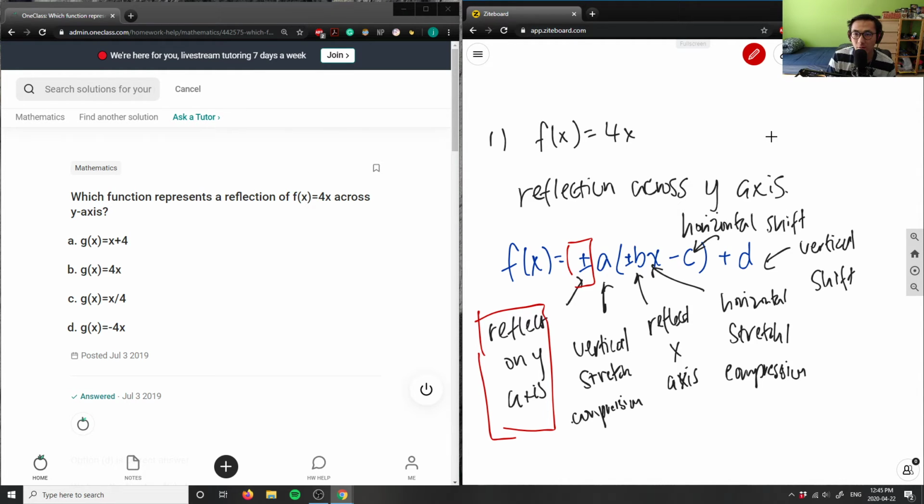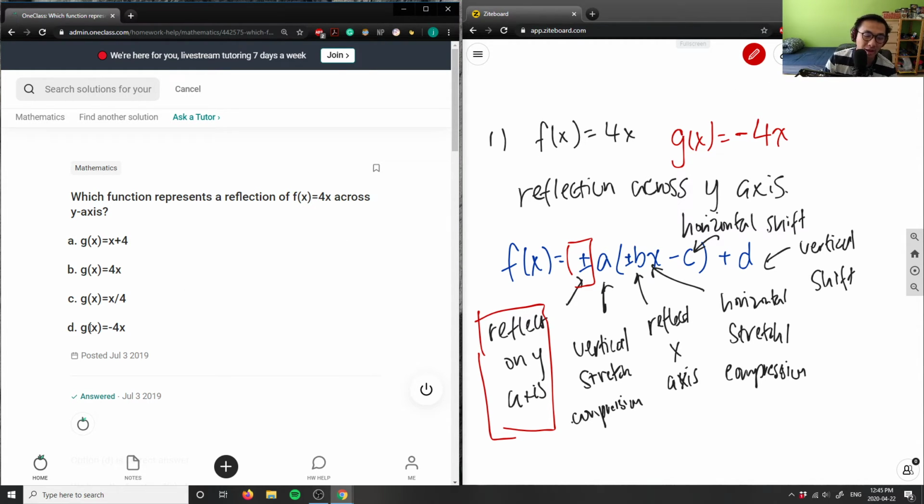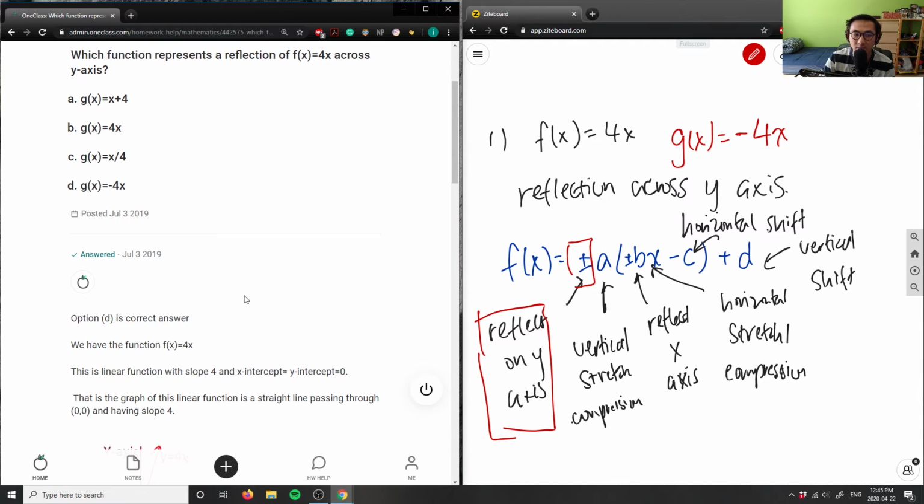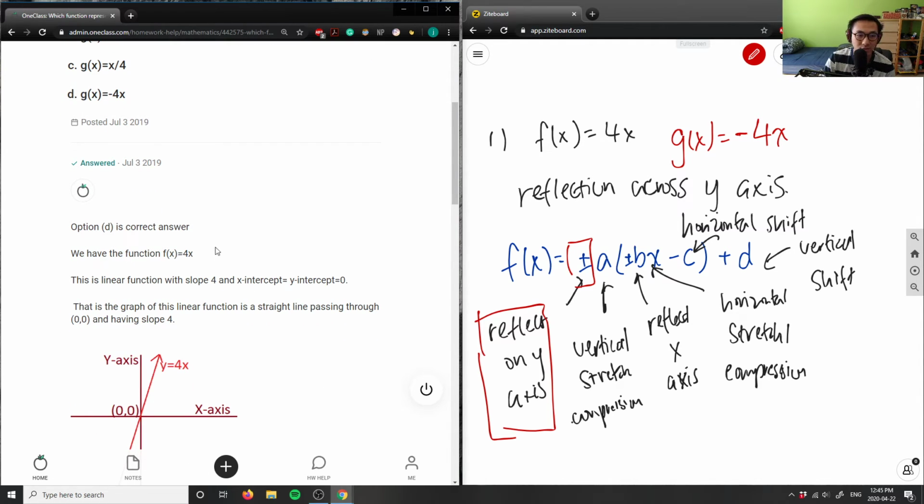So if you want to reflect across the y-axis, I would simply have to say g of x would have to equal, I want to stick a negative here, negative 4x. In this case, negative 4x would be a reflection along the y-axis. So option D here is the correct answer. We have the function y equals 4x.